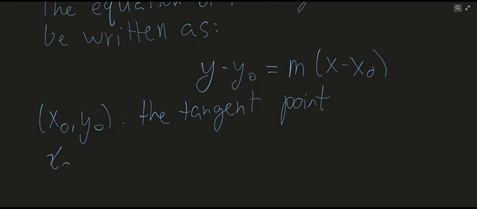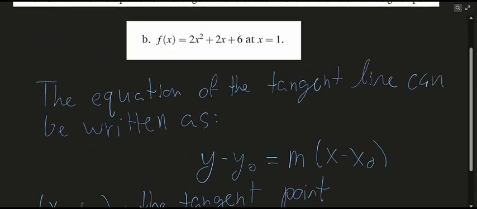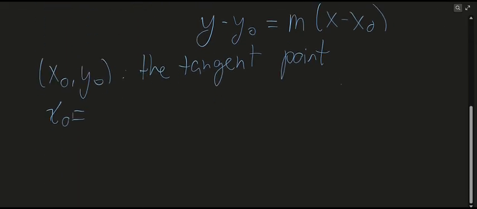X sub 0 has already been dictated to us. We said what follows the word "at." In this case, it's "at" that gives it away. So at that point, x equals 1. So the x sub 0 equals 1. That is indeed the tangent x coordinate.